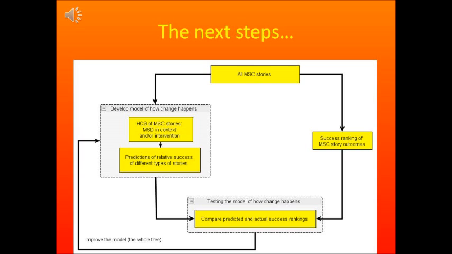It talks about doing a hierarchical card sort of the stories and then making some predictions about the relative success of different types of stories as seen by the participants. Parallel or following that process, we need to also carry out a success ranking of the most significant change stories. The focus here in a success ranking is on the outcomes rather than the configuration of context and interventions that might make a difference to the outcomes.